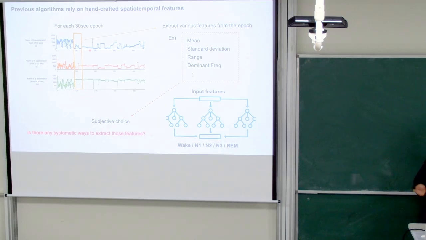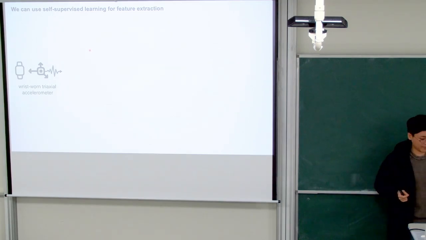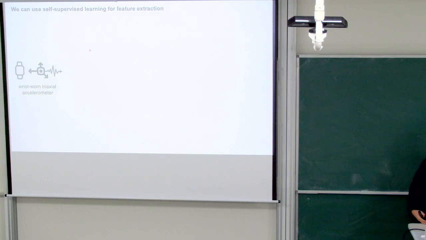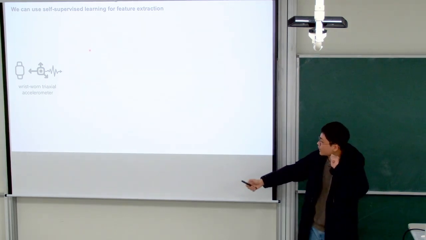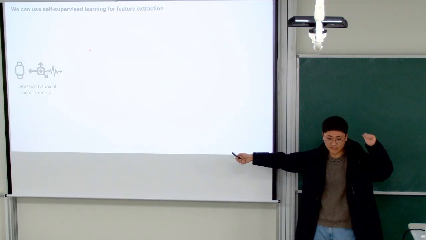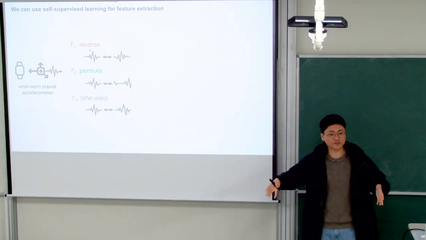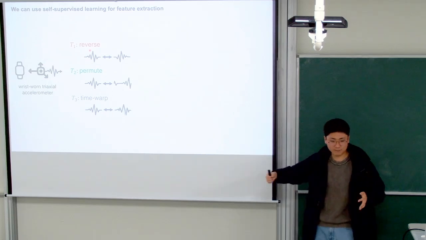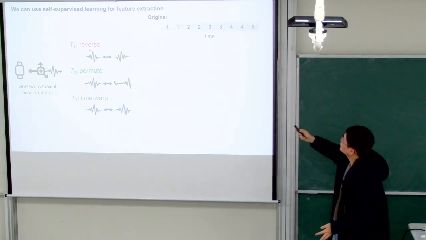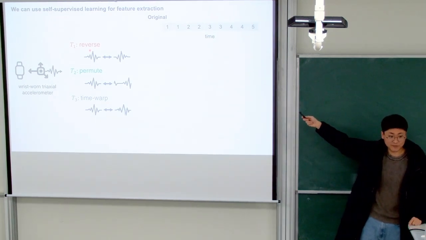So to do that, these authors developed a method called self-supervised learning. For example, we have triaxial accelerometer data, which is time series data. Then we apply some transformations to this data: reverse, permute, and time warp. For example, let's say this is the original accelerometer time series data.